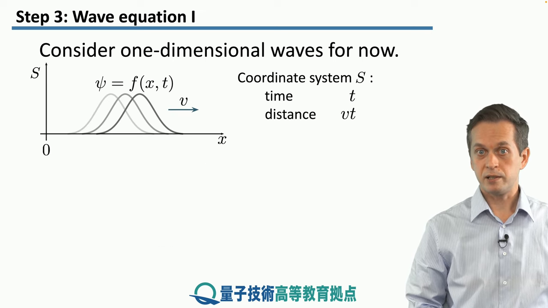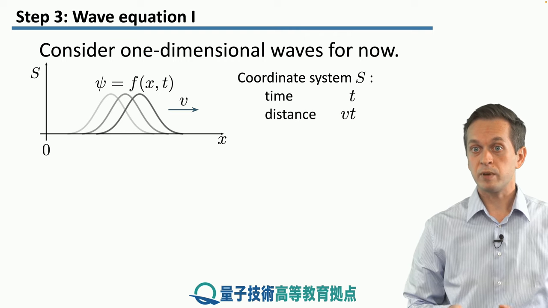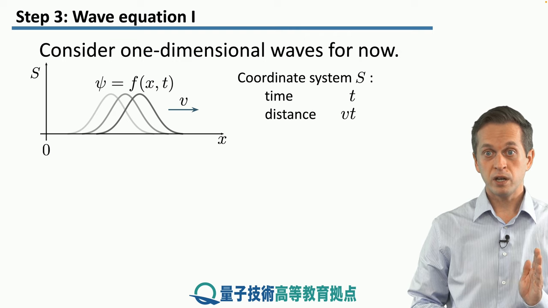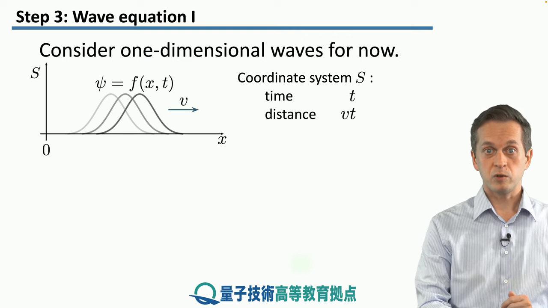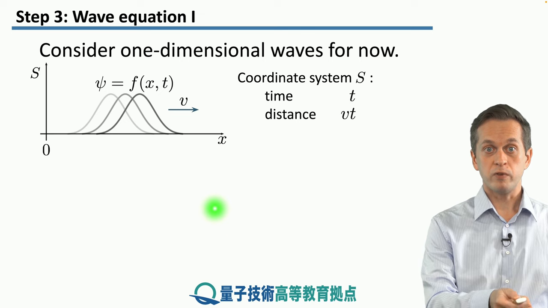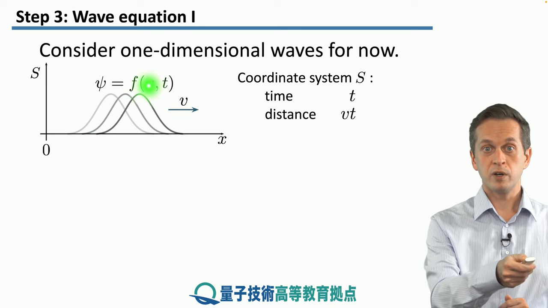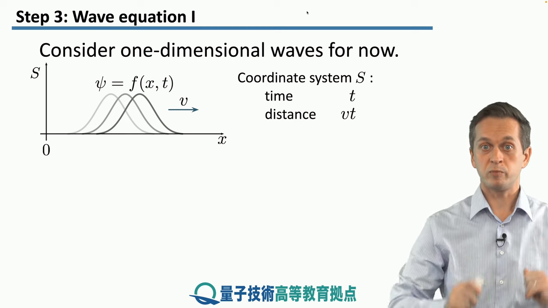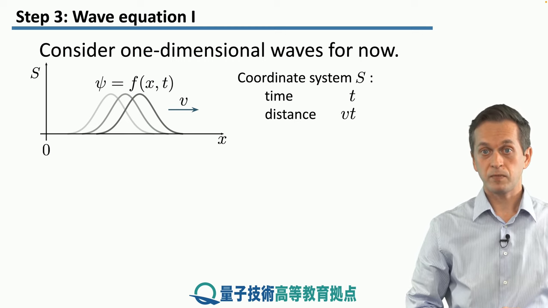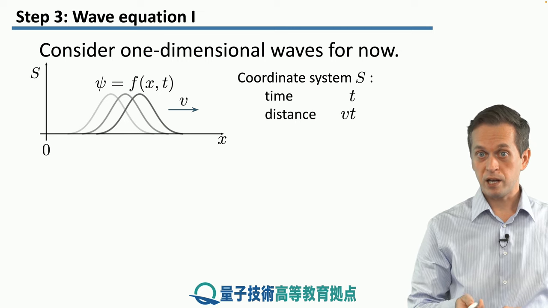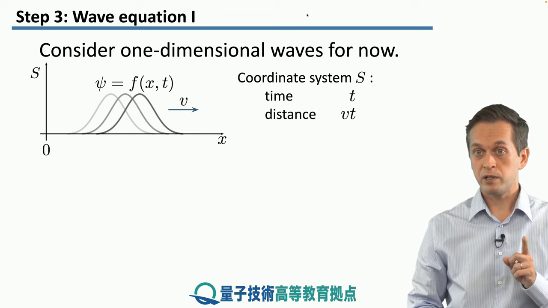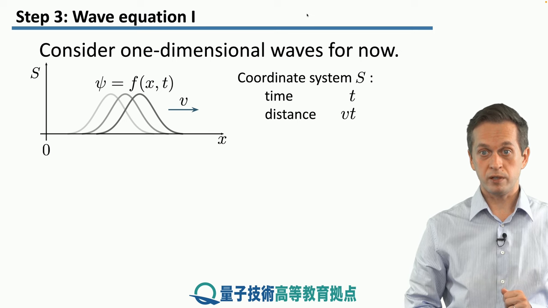Let's set up a coordinate system, and this coordinate system is stationary. So our zero, our origin of the coordinate system, is not moving, but what is moving is the wave. So we start with some initial wave over here, this gray form, and as time propagates, as time goes forward, the wave also propagates in the positive x direction. And the distance that it covers in this time is given by the speed, the velocity of the wave, times the time.